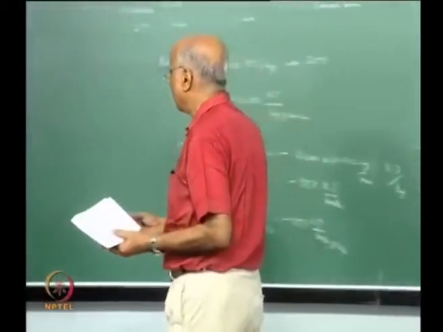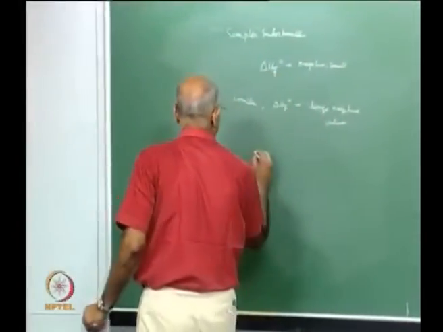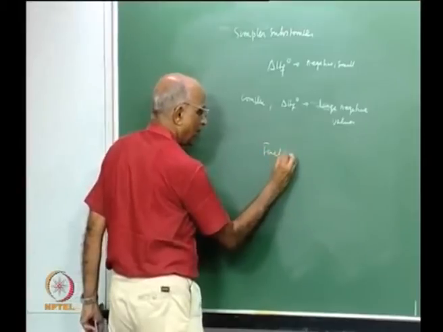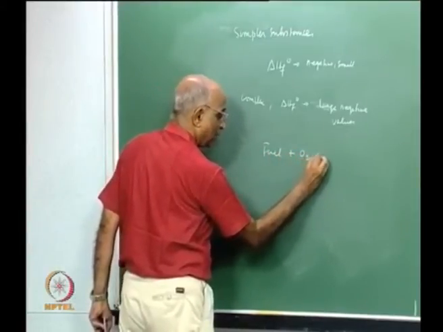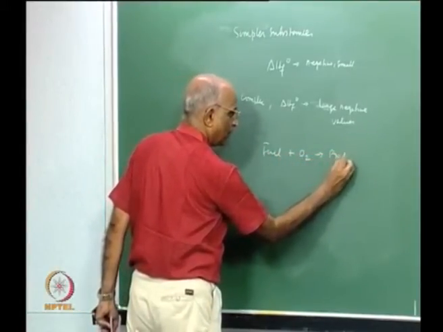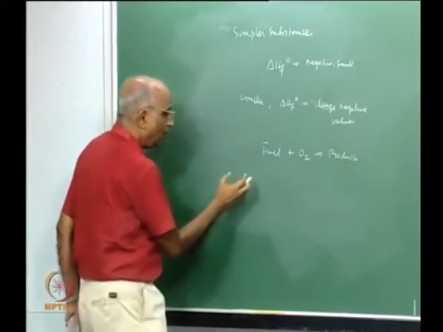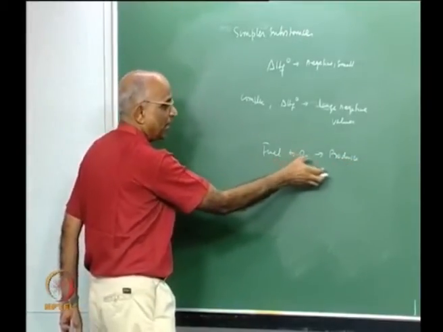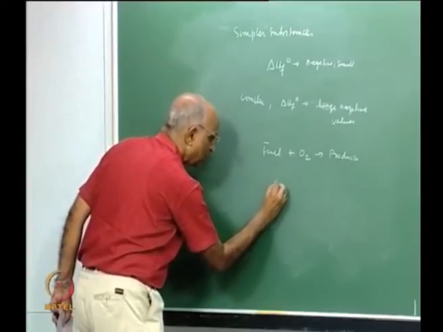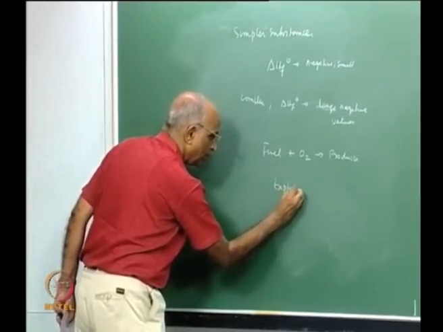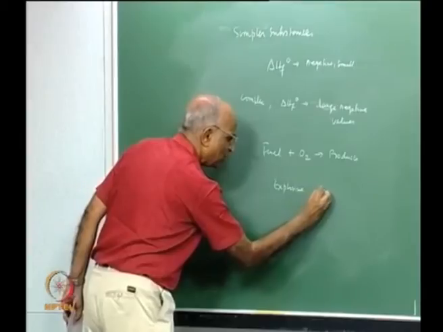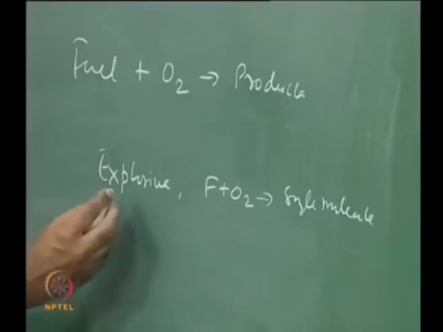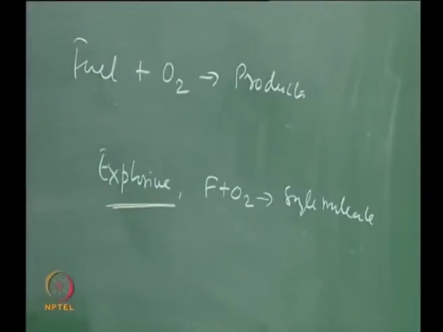In other words, whenever I have a fuel, I react it with an oxidizer, it gives me products. That means, what does the fuel do? It goes, searches out for oxygen and then it burns. An explosive is a substance which contains fuel plus oxygen. Such substances are known as explosives.